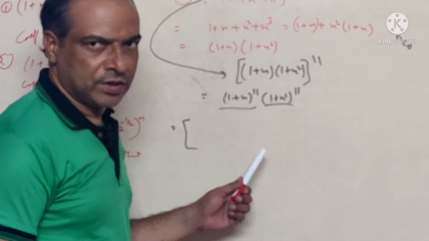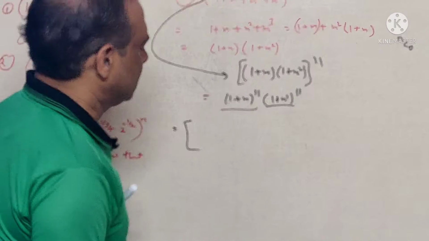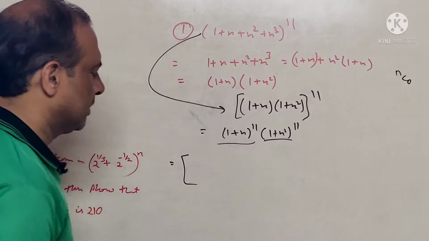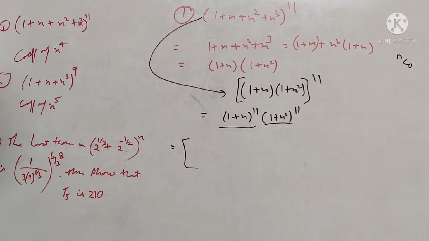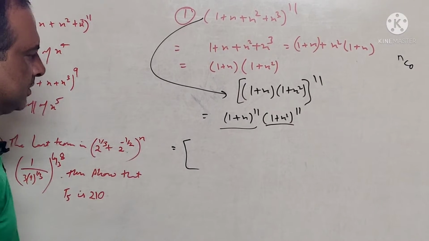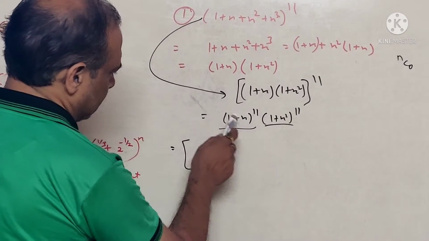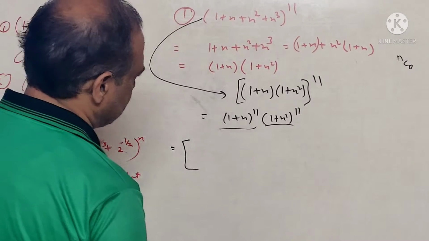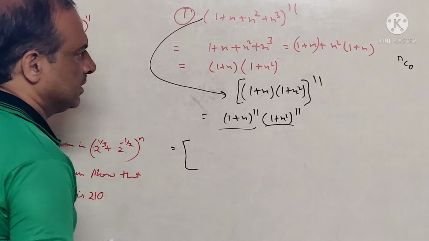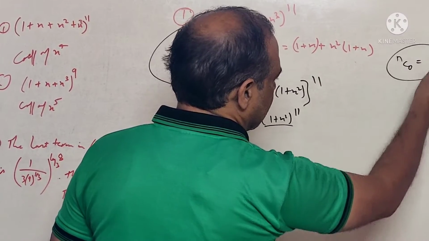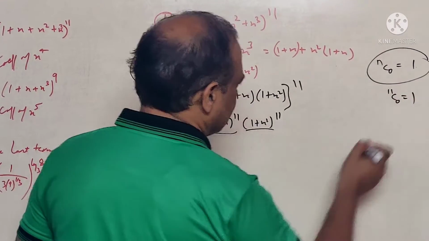1 plus x whole raised to power 11 multiplied by 1 plus x square whole raised to power 11. We are having two brackets, we are having two parts. Now we have to expand each of them separately. First, we have to start with this part. This is 1 plus x whole raised to power 11. 11C0, as we know, NC0 is equal to 1. It means 11C0 will give you 1.